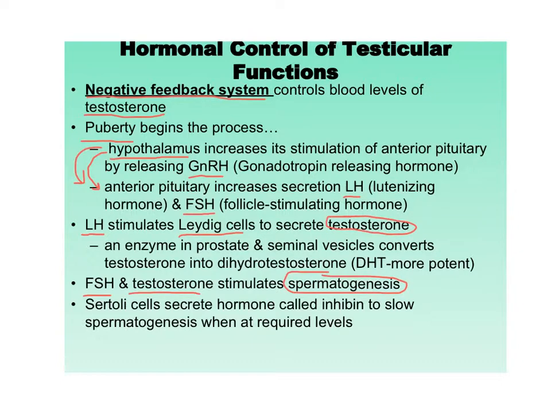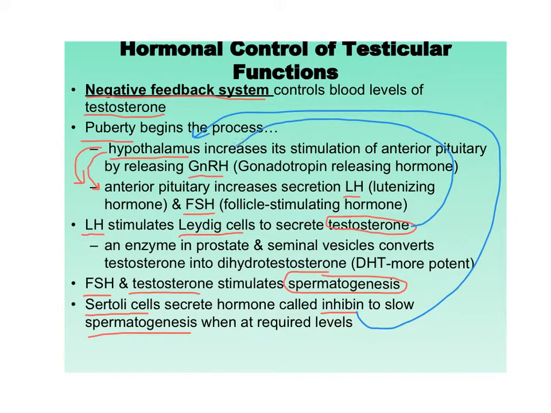But there's also Sertoli cells, which secrete a hormone called inhibin, which slows spermatogenesis when they're at required levels. And also, it's a negative feedback loop, so this hormone inhibin goes back and inhibits the hypothalamus from releasing GnRH, or gonadotropin-releasing hormone, and also the increase in testosterone does the same thing. It says, hey, we got enough of this hormone, we got enough spermatogenesis going on, and that increase in testosterone also inhibits the release of GnRH.